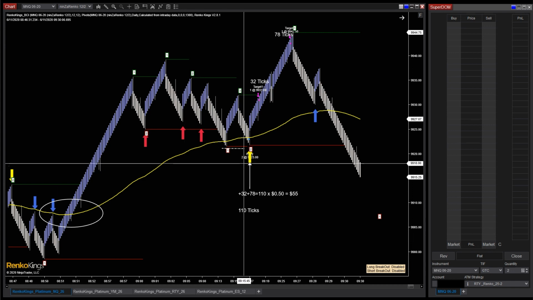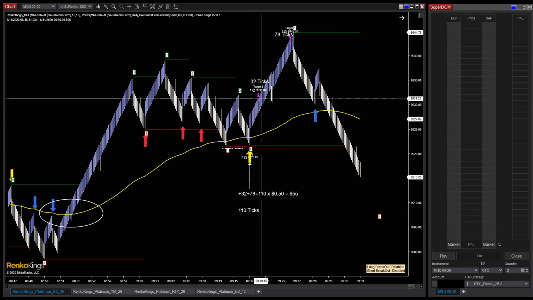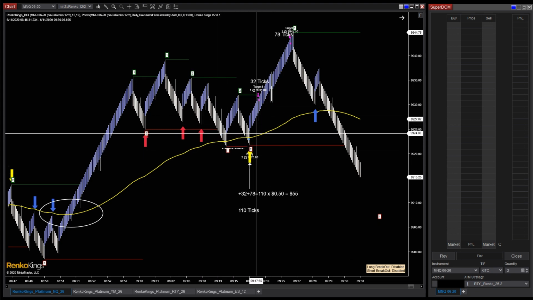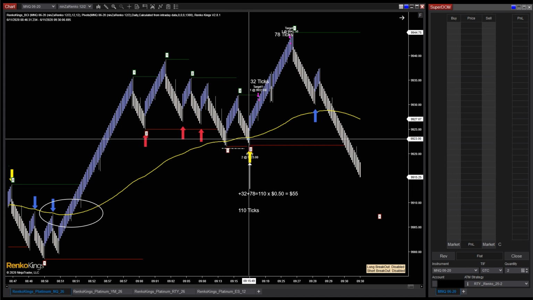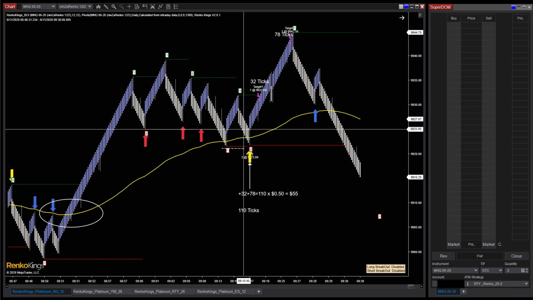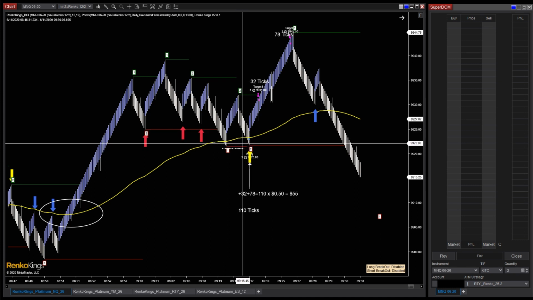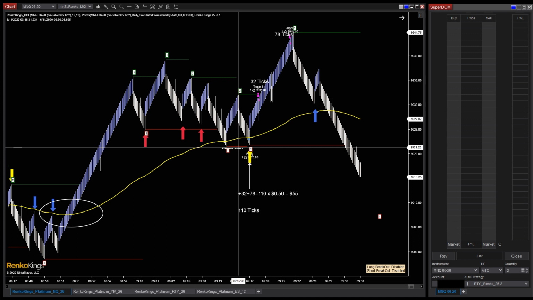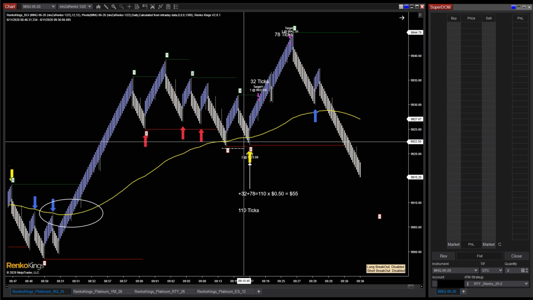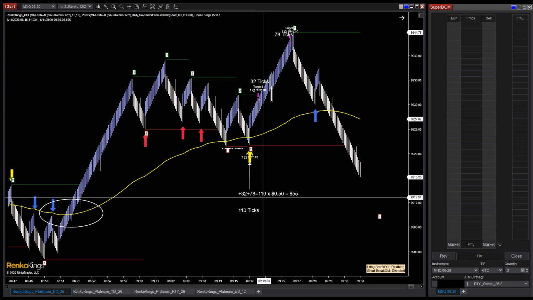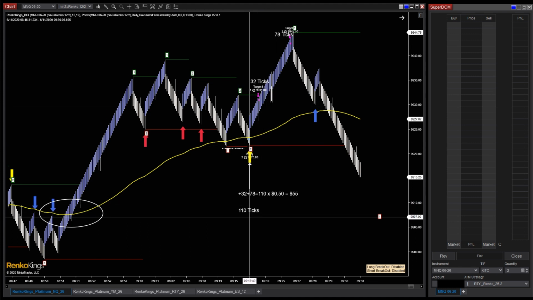But this is a beautiful setup, guys. This is a beautiful Renko Kings double bottom. This was a low risk entry. We did a modified entry. This is called a modified entry. It was low risk on this trade, only 8 ticks, and we took our first target off at 32 and our second off at 78, so we got a total of 110 ticks.